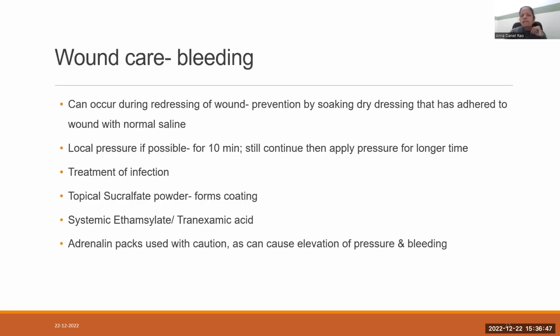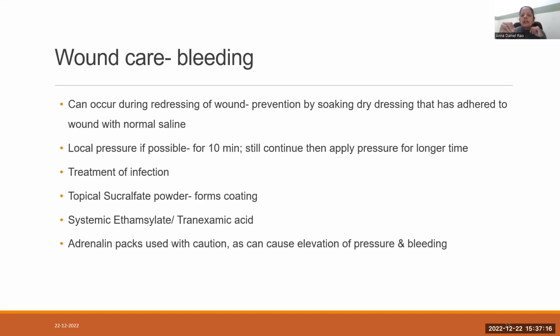What happens if bleeding takes place? What to do? Okay, so mainly many times it happens during the dressing time. Okay, when you are removing the dressing, the small fragile tissue, that clot that has taken place over the blood vessel, will come off, and with that bleeding will take place. Okay, so that is why soaking of the dry dressing is very essential.